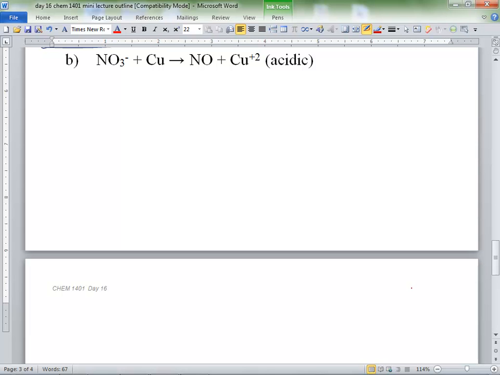Now H's by adding H plus. So 4 H's. Yeah. And it has to be H plus. Now charge by adding E negatives to the most positive side. Oh, I think here we're messed up. Because here you have 2 times 2 is 4 hydrogens. You need 4 hydrogens.